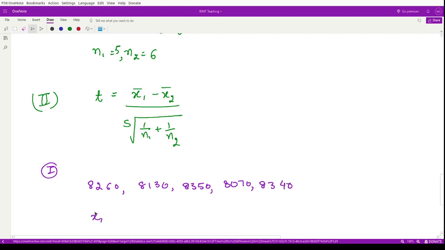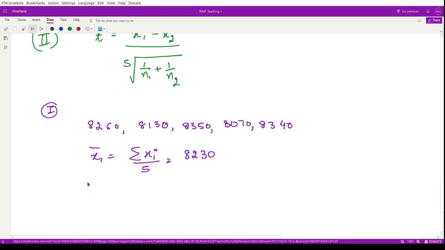So your x1 bar would be given by the summation of all the xi's divided by the total quantity, that is 5. So you add up all these values and divide that by 5. You will obtain 8230 as the mean of the first sample. And next we will compute the standard deviation, or the variance, for this.